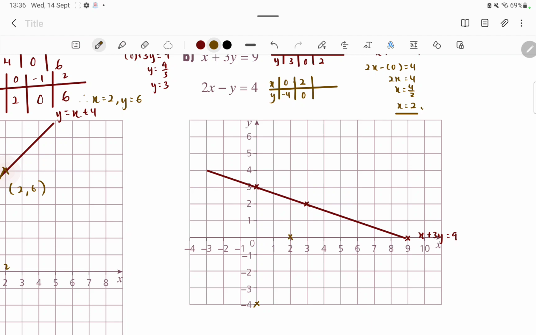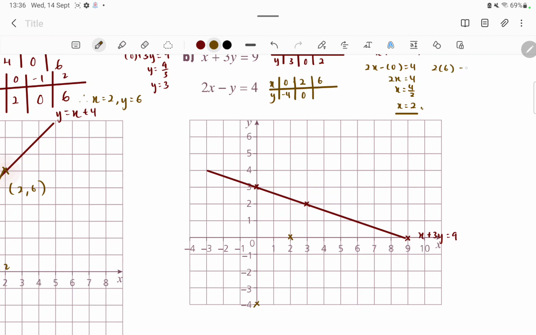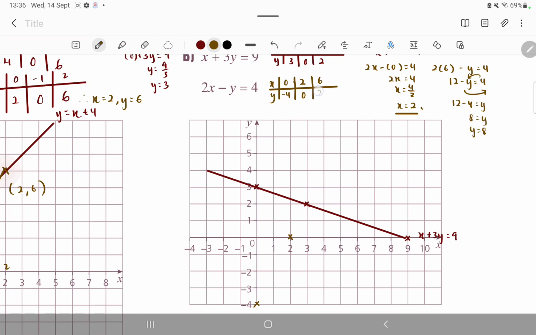When x equals to 6, so 2(6) minus y equals to 4. So 2 times 6, you get 12 minus y equals to 4. And then negative y, move this one to this side, 4 move to the left side. So you should get 12 minus 4 equals to y. And then this one you should get 8. So y equals to 8.